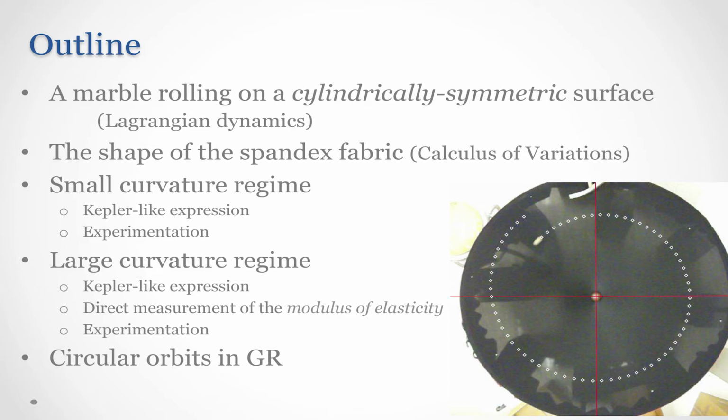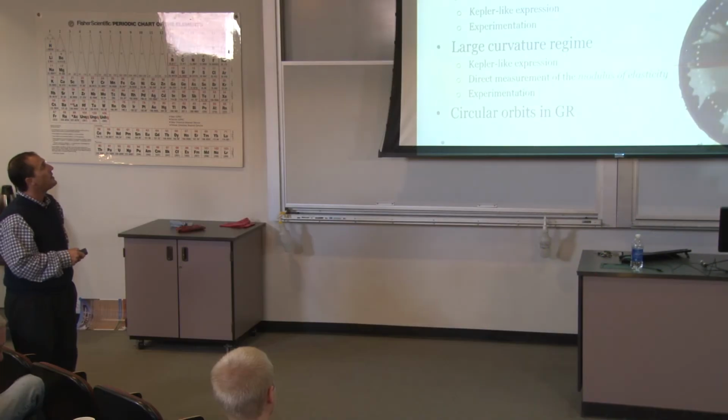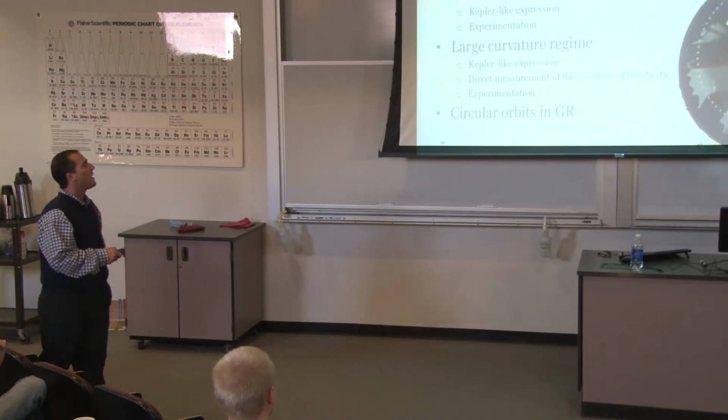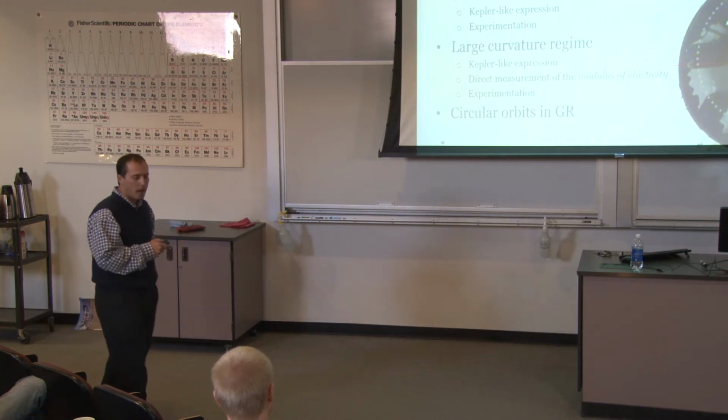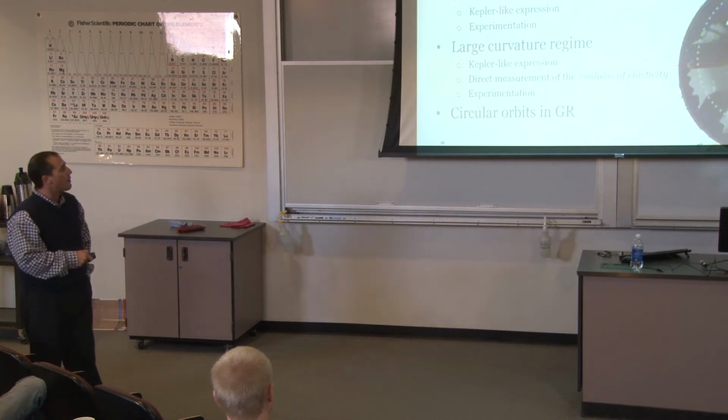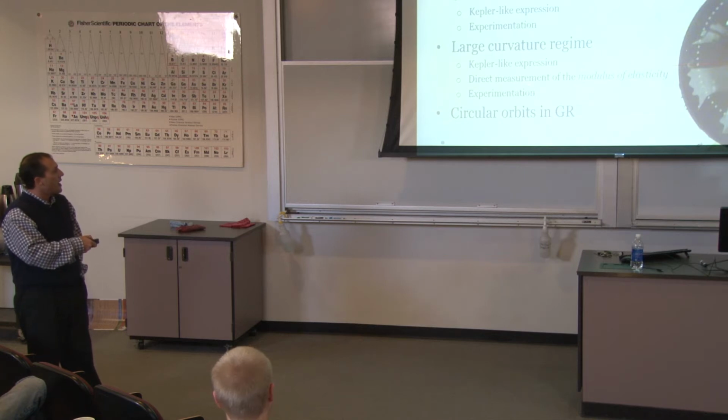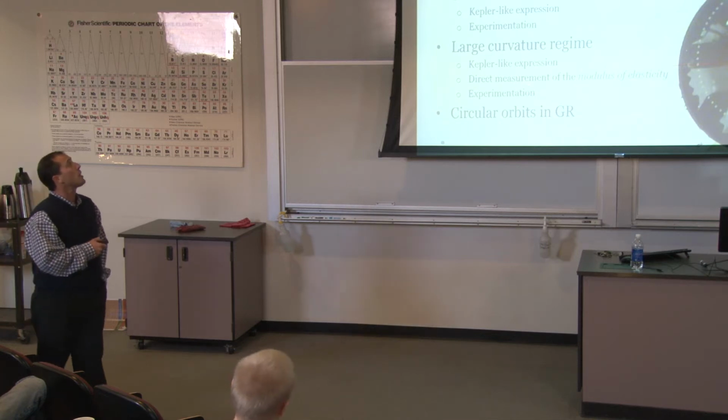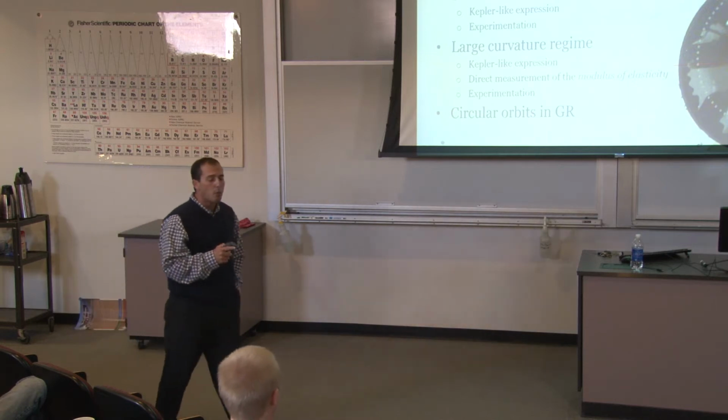It'll lighten up later on. These first two parts are the theoretical aspect of this whole thing. These second two parts then represent the experimentation itself and our Kepler-like expressions. And then at the very end, I'm going to come back to general relativity and compare to circular orbits in general relativity effectively.